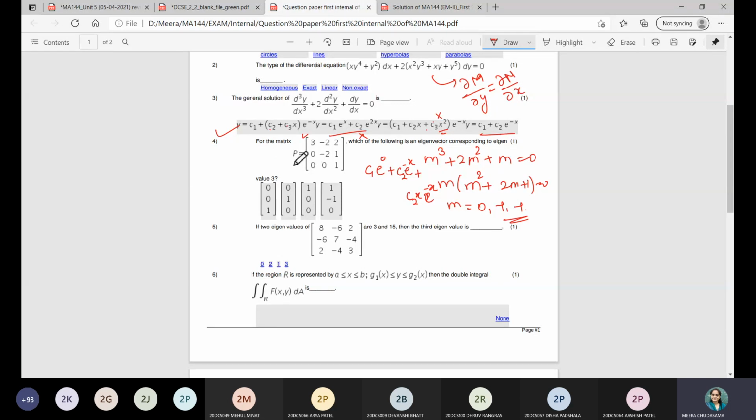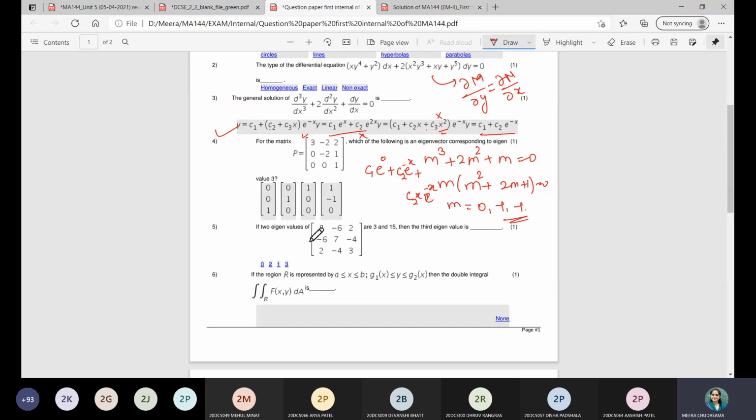For the matrix, this one, which of the following is an eigenvector corresponding to eigenvalue 3? How will you find out? 1 0 0. How? A minus lambda equals 0. Yes, you have to consider the eigenvector equation, that is Ax is equal to lambda x. When you solve it, you will get this one.